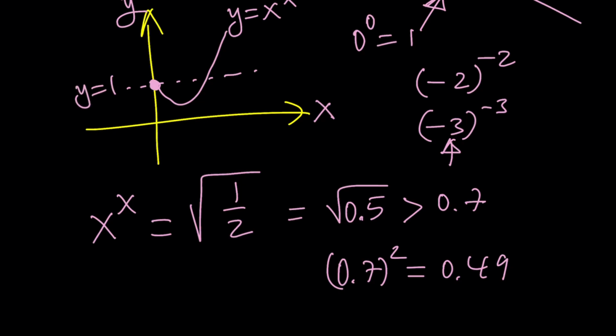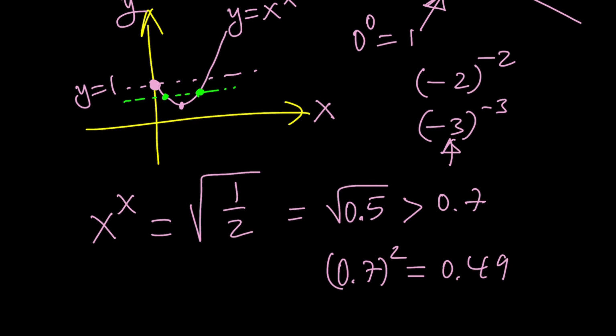So 0.7 is going to be a little below that. And by the way, there's a minimum value which you can find by differentiation. But let me tell you that the square root of 0.5 is going to be something like this. Okay? Great. So wait a minute. There's two intersection points. Yes, there must be two solutions.